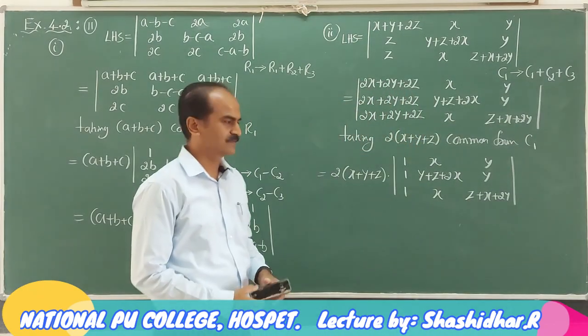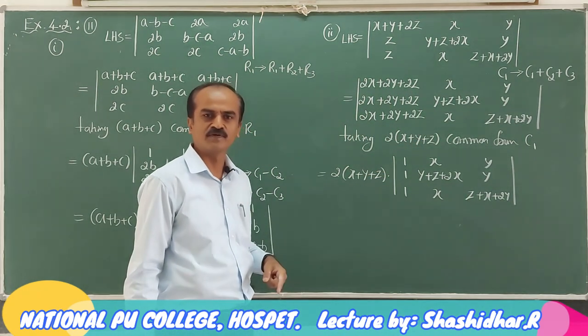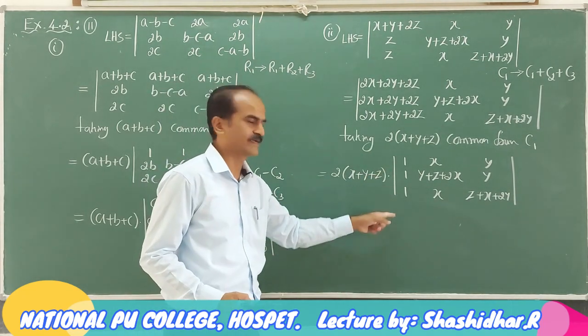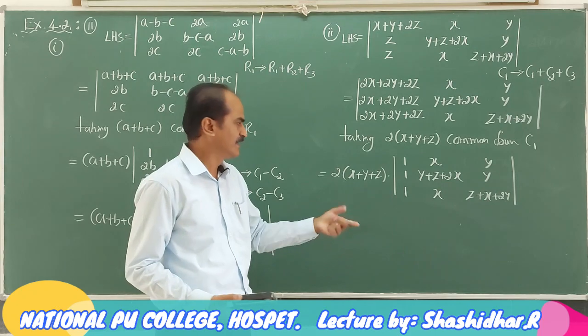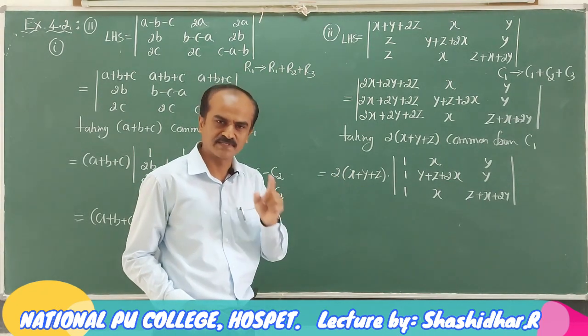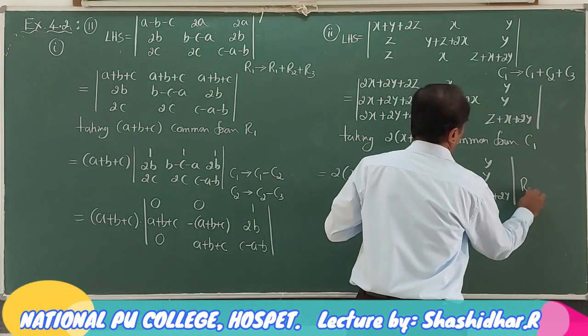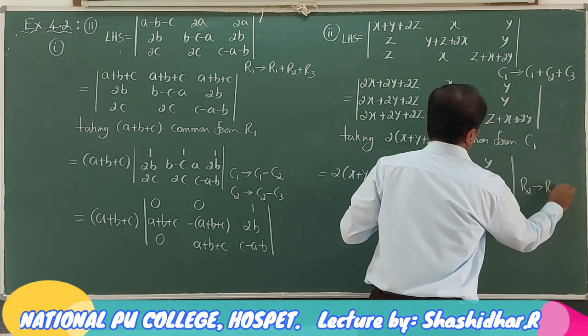Now observe here, elements in the first column are all 1. What next? Row subtraction. Not only will you get some zeros in the determinant, as well the required factor x plus y plus z you are going to get. That is guaranteed. Now R2 changes to R2 minus R1.